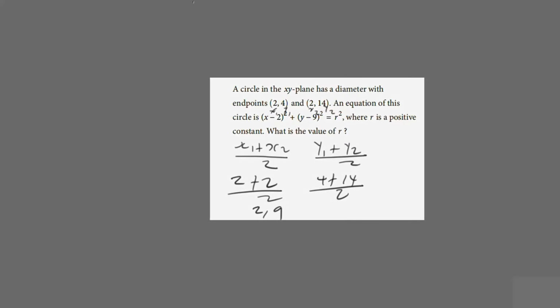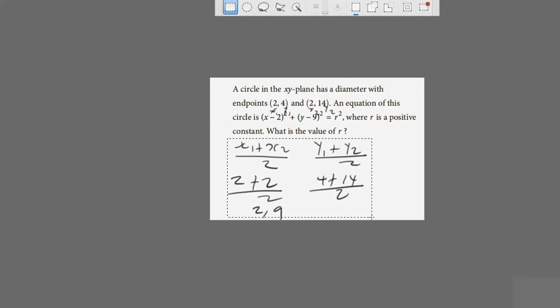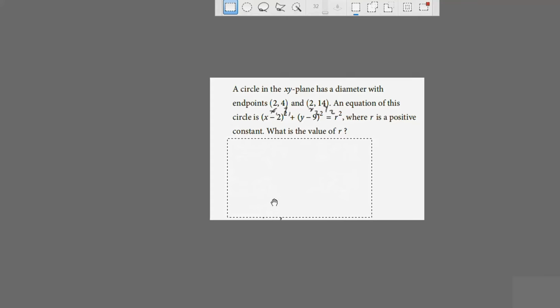Okay, so let me wipe some parts. This is the formula to apply to get the midpoint of the endpoints. Now let's solve the main question. Remember we have the midpoint to be 2 and 9. We're asked, where r is a positive constant, what's the value of r, the radius?